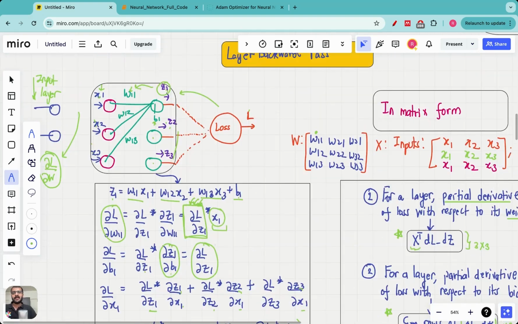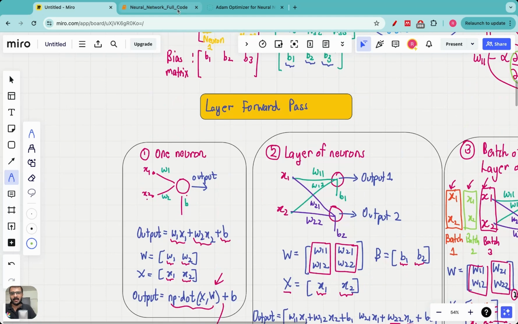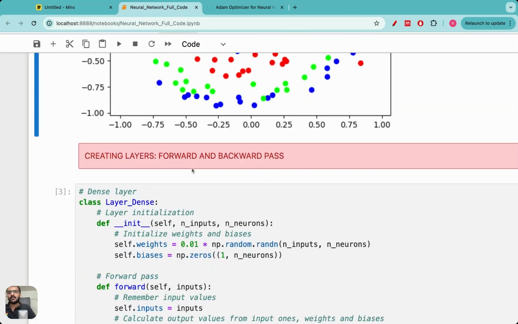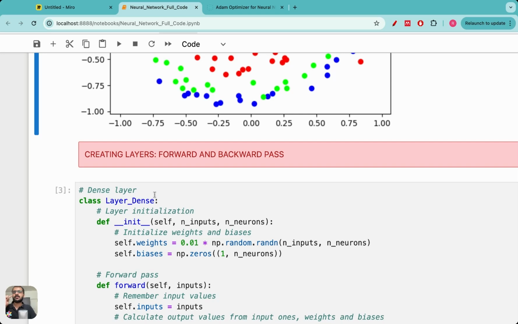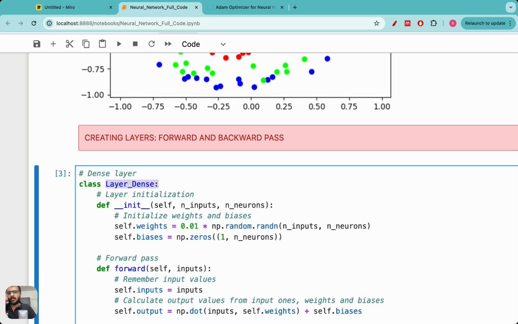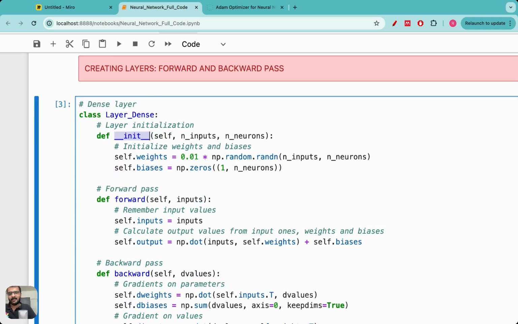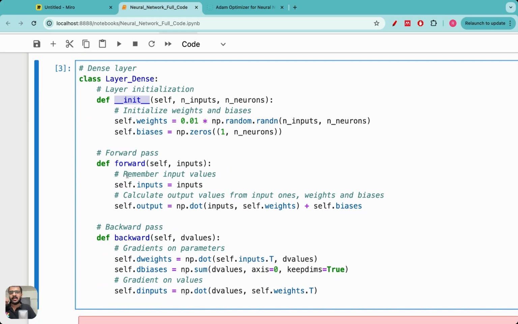Now we are ready with the understanding of how the forward pass and the backward pass are implemented for a layer. So let's look at the code. We will be creating a class called LayerDense. This class will first have an init method, which will initialize the weights and the biases to some random values. Then it will have the forward method, and it will have the backward method.